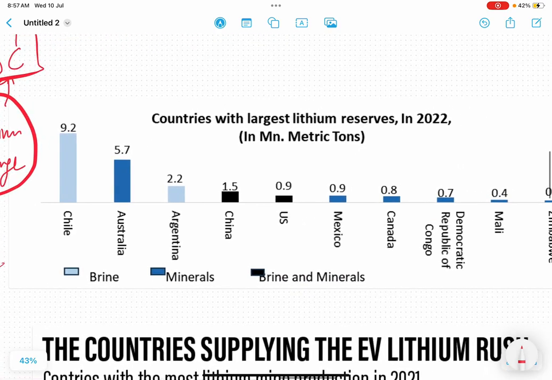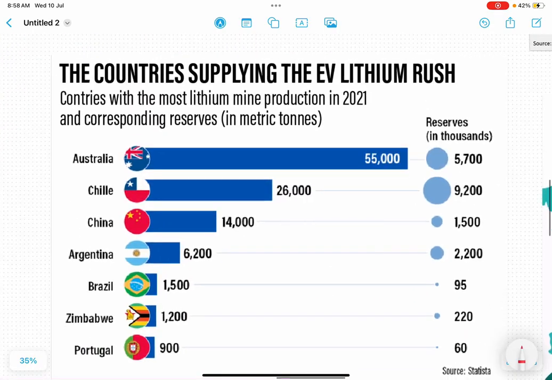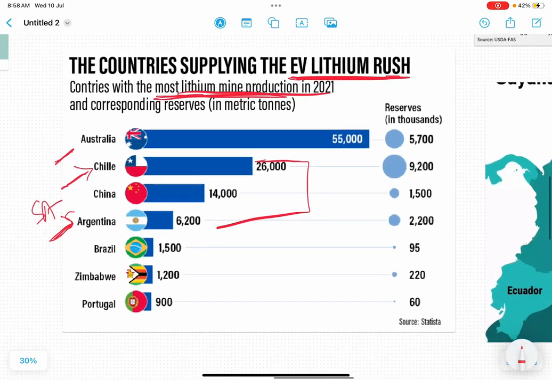As you can see, countries with largest lithium reserves in 2021. Chile tops. Then we have Australia. Then we have Argentina right here. Right? Which countries are supplying the EV lithium rush? Which countries are supplying most lithium mine production? You can see Australia, Chile, Argentina. We have Chile and Argentina from South America. Both of these countries are contributing a significant amount of lithium.